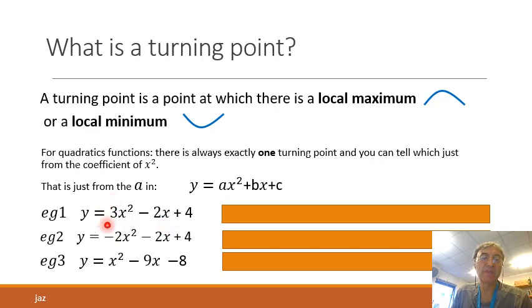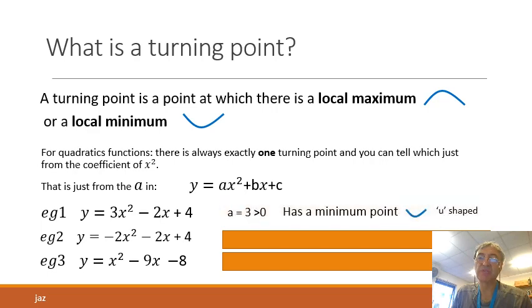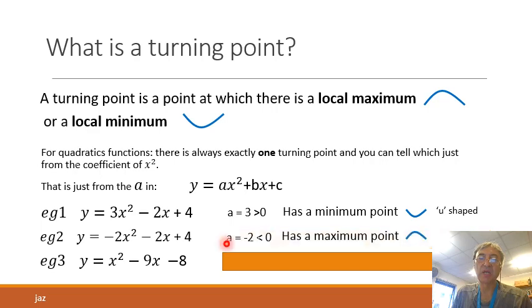If you look, the coefficient of x squared is 3, and so that is positive, and so it is a U-shaped parabola which has a minimum point. If we now look at y equals minus 2x squared minus 2x plus 4, the coefficient of x squared is minus 2, and so being less than 0, it is an n-shaped parabola, and so it has a maximum point.